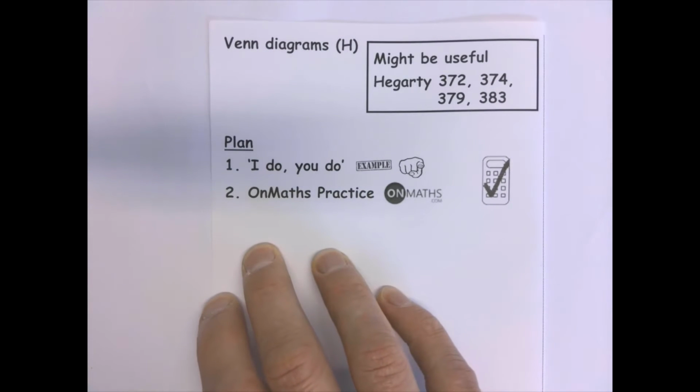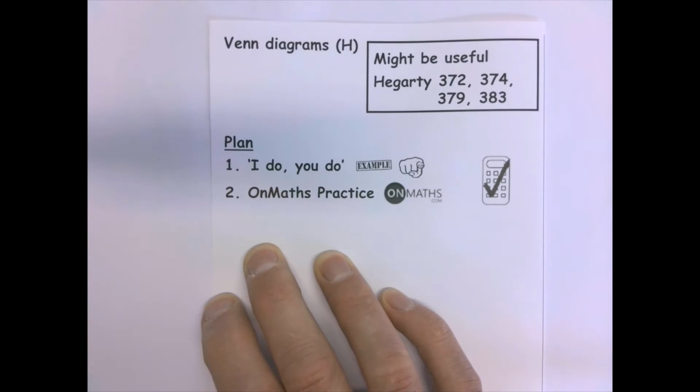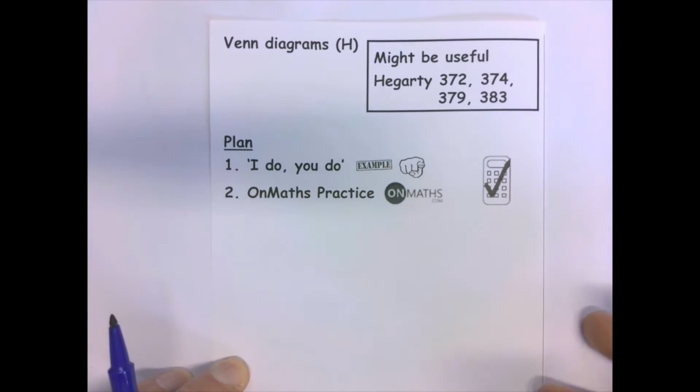So the intent today is we're going to look at some Venn diagram work. We're going to run some I do, you do pairs, so 5 I do, you do pairs, and then you'll be able to go onto the OnMaths website to do a little bit of practice, and the question numbers in the OnMaths should pair up with the example numbers in this.